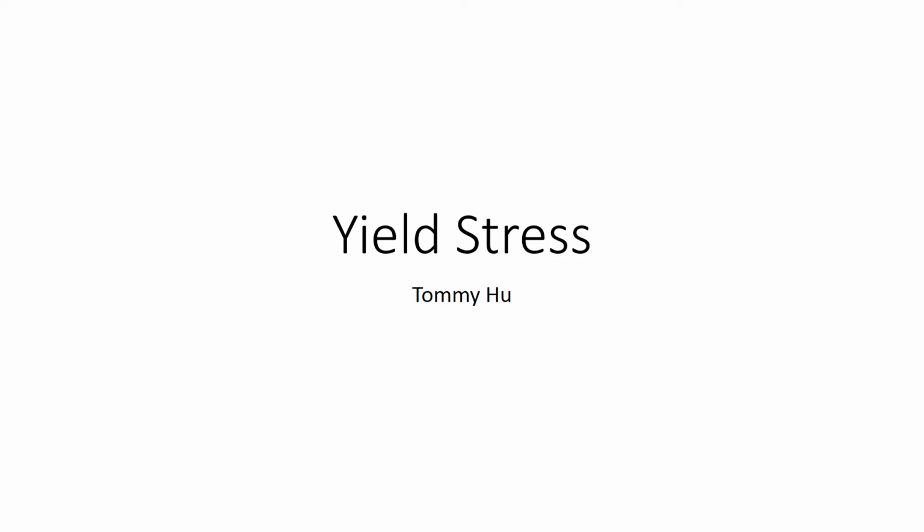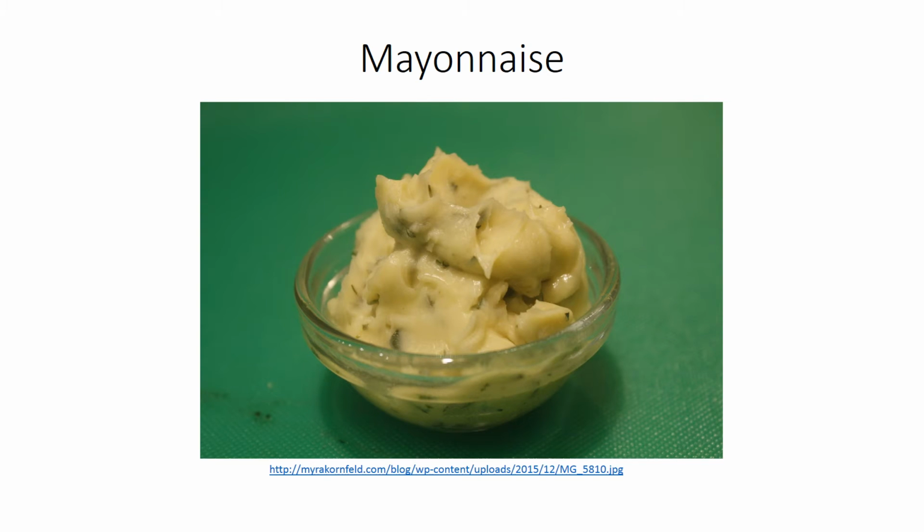My name is Tommy, and I'll be talking about yield stress. We've discussed that one identifying feature of a fluid is that it doesn't have its own shape and instead takes on the shape of the container. An interesting consideration is then the example of mayonnaise.